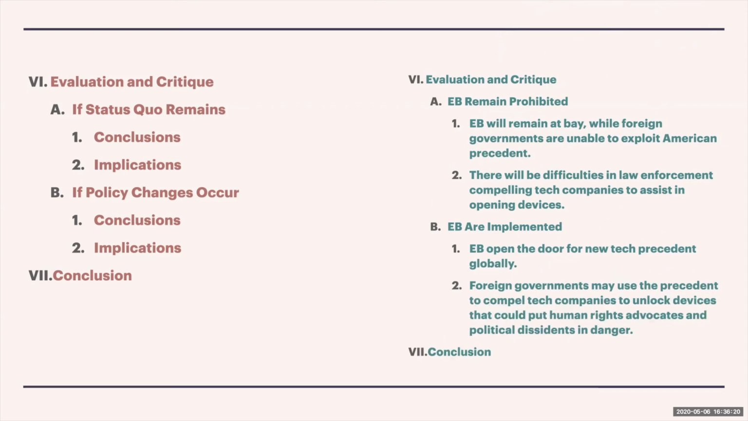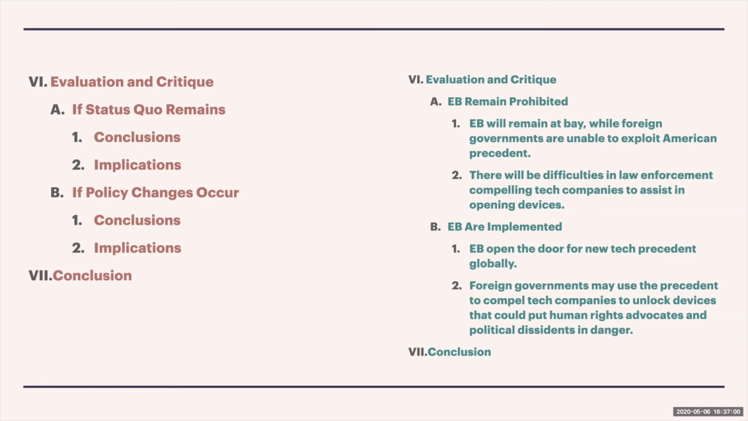And so if we look at this, here's one. If encryption backdoors remain prohibited, well, the conclusion we can make is that encryption backdoors will remain at bay while foreign governments are unable to exploit American precedent. However, the implication of that is there will be difficulties in law enforcement compelling tech companies to assist in opening devices. However, if we look at the other perspective, if any encryption backdoors are implemented, encryption backdoors open the door for a new tech precedent globally, and as a result, foreign governments may use the precedent to compel tech companies to unlock devices that could put human rights advocates and political dissidents in danger.